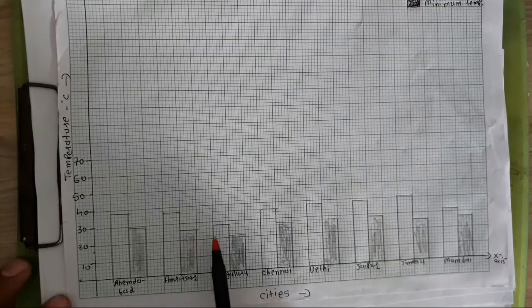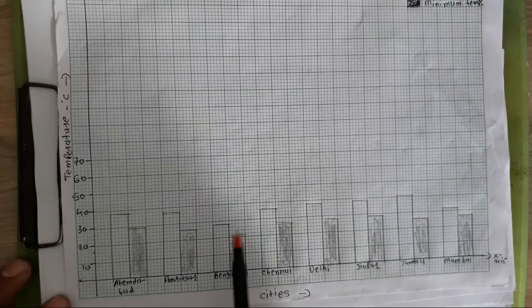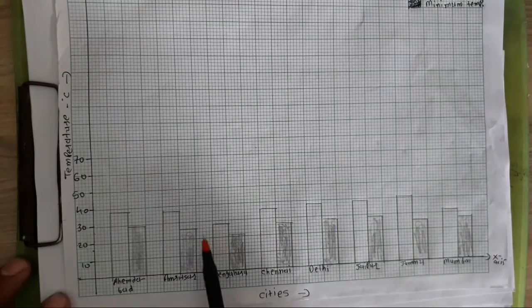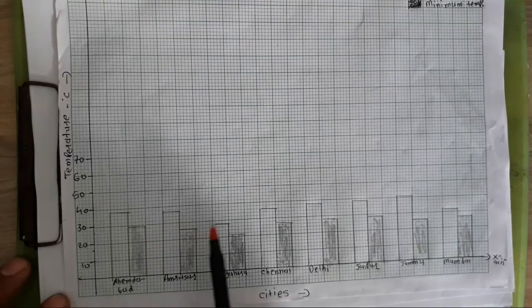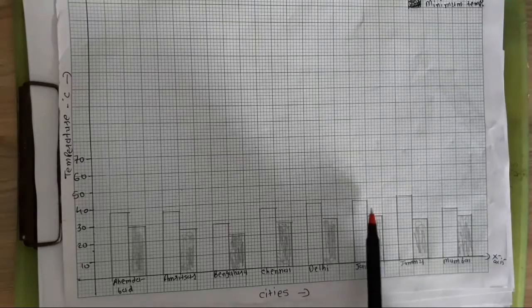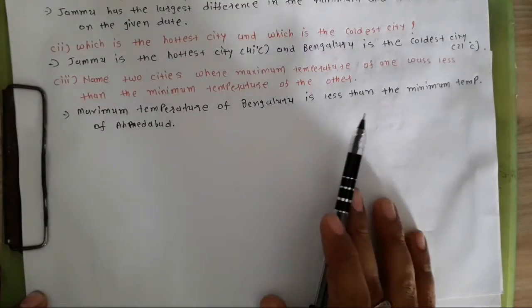So here we can see the maximum temperature in Amritsar is 37 and maximum temperature in Bengaluru is 28, in Chennai 36, Delhi 38, and after that more than 30. But here we can see the maximum temperature of Bengaluru is less than the minimum temperature of Ahmedabad. So here we can clearly see that the maximum temperature of Bengaluru is less than the minimum temperature of Ahmedabad and is also less than the temperature of Jaipur. So we can write maximum temperature of Bengaluru is less than the minimum temperature of Ahmedabad or Jaipur.